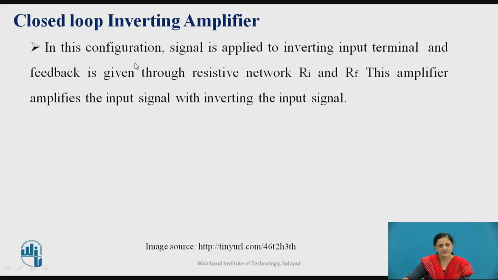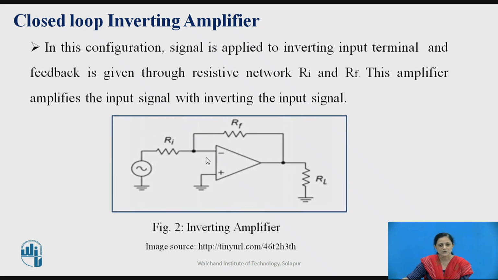Now, what is a closed loop inverting amplifier? In this configuration, the signal is applied to the inverting input terminal and the feedback is given through the resistive network R1 and RF. Again, in this configuration also, the output is the amplified version of the input signal. If you refer to this figure, the input is applied to the inverting terminal, that is the negative terminal at pin number 2, whereas pin number 3, the non-inverting terminal, is grounded, and the feedback is provided through the resistive network formed by the R1 and RF combination.